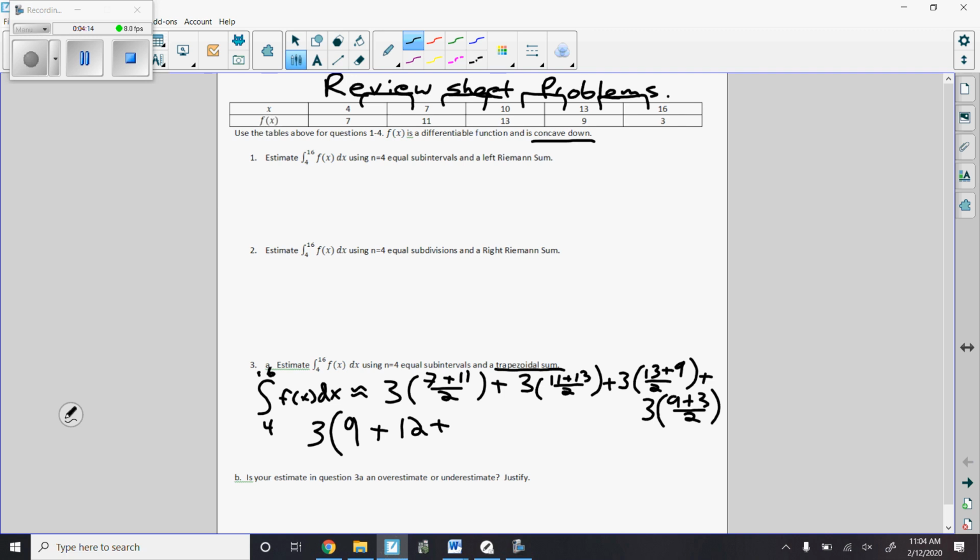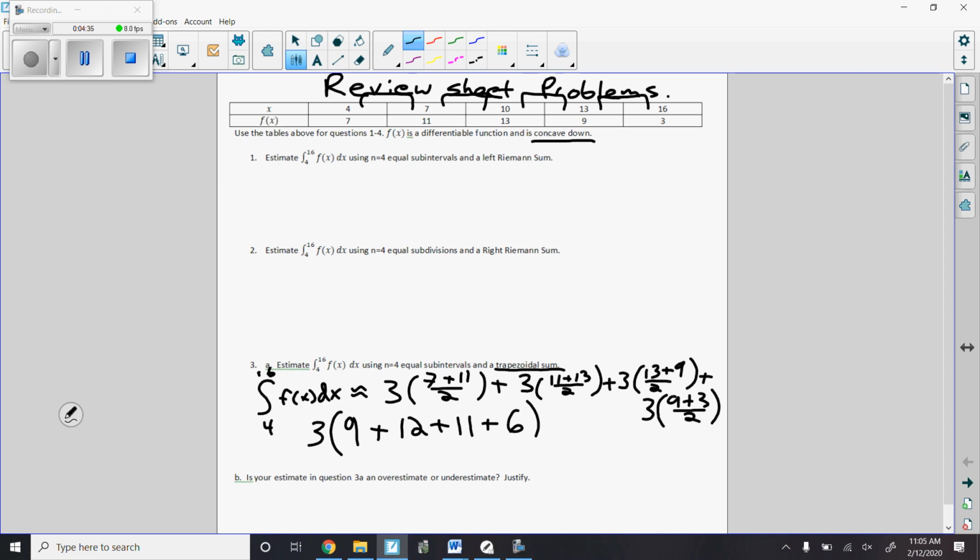13 plus 9 is 22. 22 over 2 is 11. 9 plus 3 is 12. 12 divided by 2 is 6. And since I was multiplying by 3 by all of those, I just factor that 3 out, and I just make the math a little bit easier to do here.